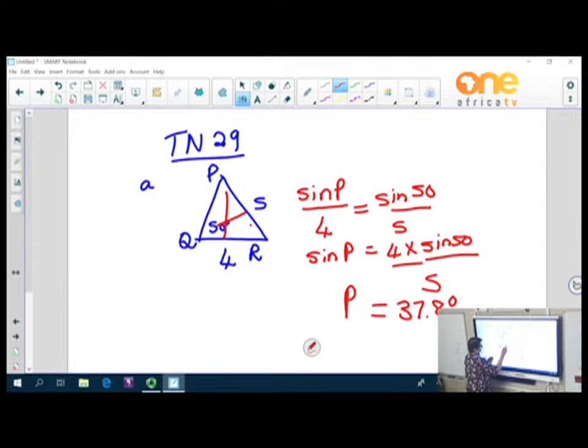Now, it's easy now to get R from there. You don't even need to do calculations. We can just say then that 180 minus that one, minus 50 degrees, the answer 180 minus 50 minus 37.8, and my answer is 92.2 degrees. So I can just get the answer there.